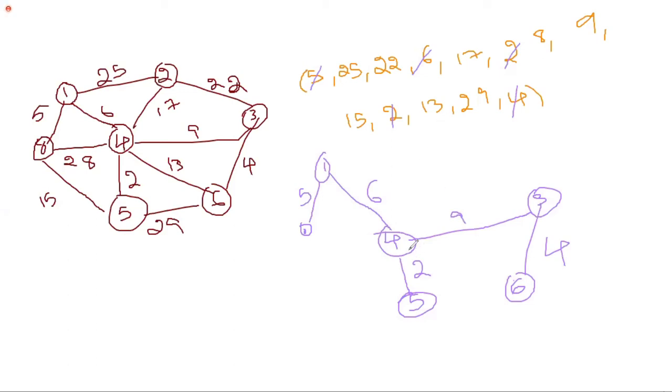Next, 13, I think, right? Yes, ma'am. 4 to 6. If I write 4 to 6, what happens? It will create a closed circuit. Will you consider it? No. So cross it. Next, after 13, which one is the minimum one? 17 or 15? If I consider 15, it will also become a closed circuit, right? So we will not consider it. Next 17. So 4 to 2. We did not visit 2 yet, right? So we are considering it. 17 also visited.